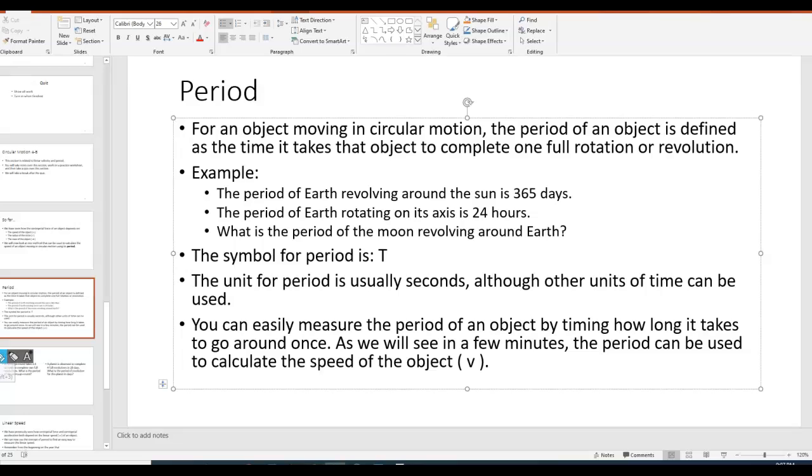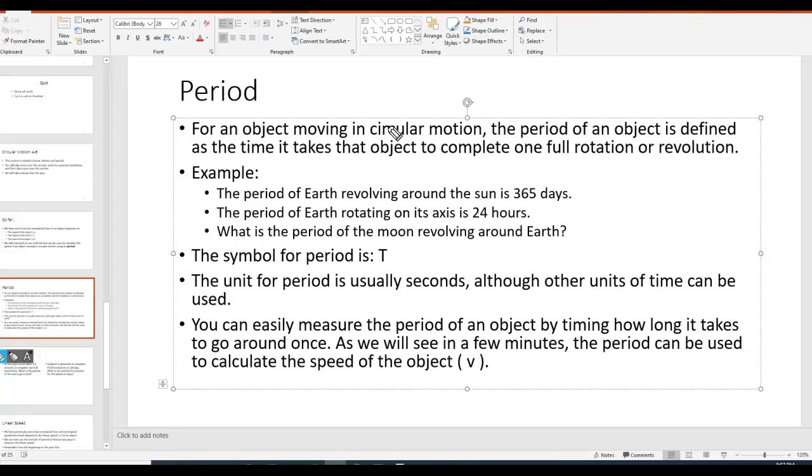So, for example, the period of the Earth revolving around the Sun is 365 days. We call that a year. That's the time it takes Earth to go in one complete revolution around the Sun. The period of Earth rotating on its axis is 24 hours. We call that a day. The period of the Moon revolving around the Earth is about 28 days. That's why we have cycles of the Moon.